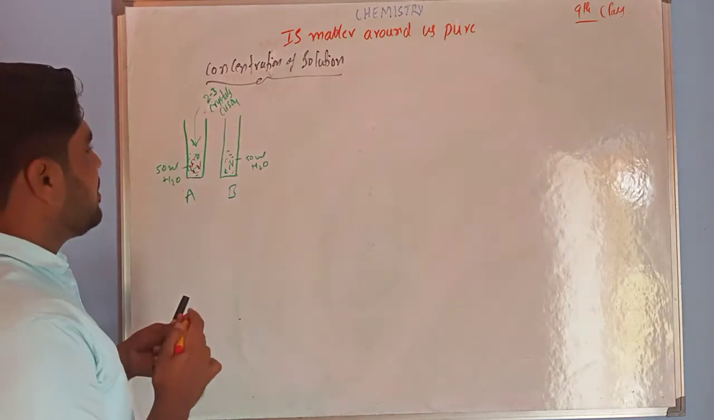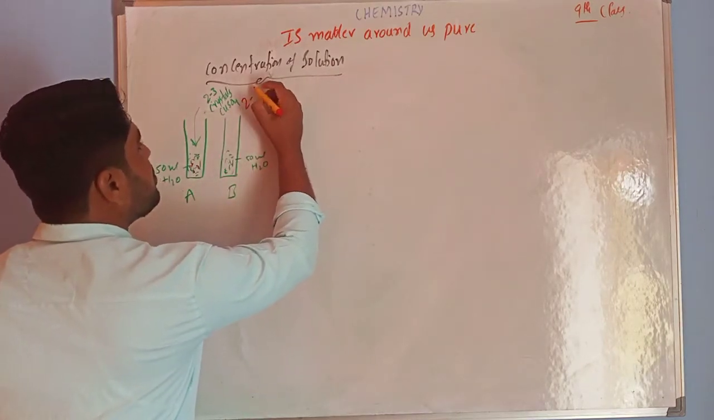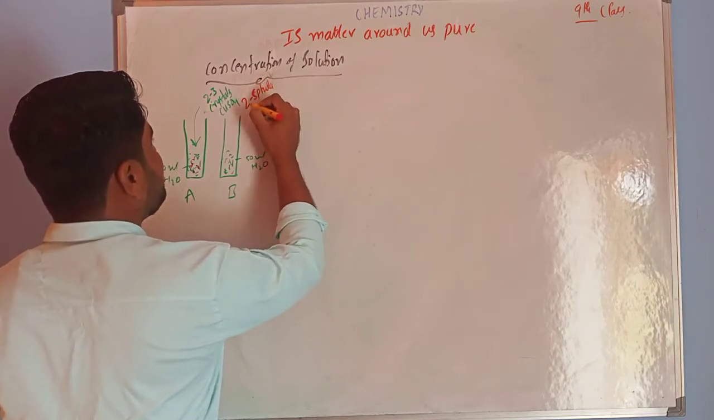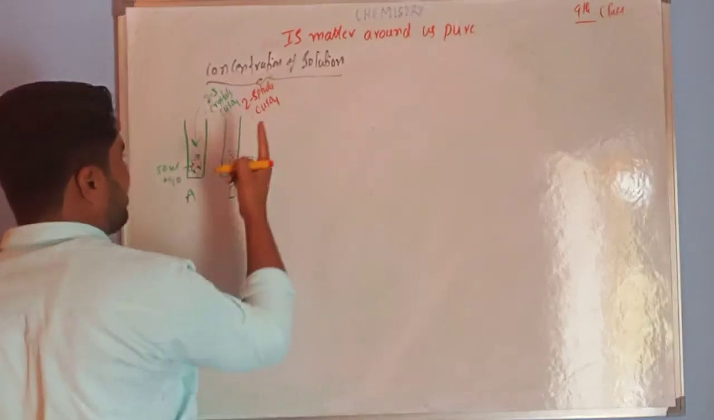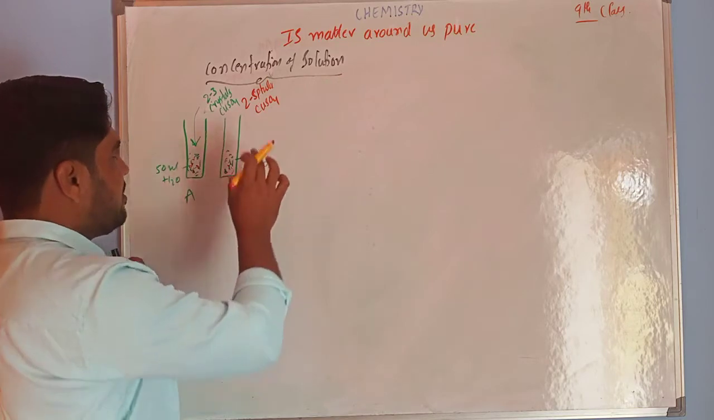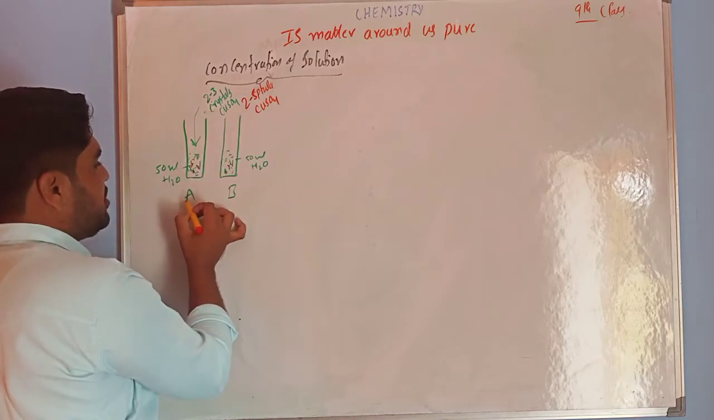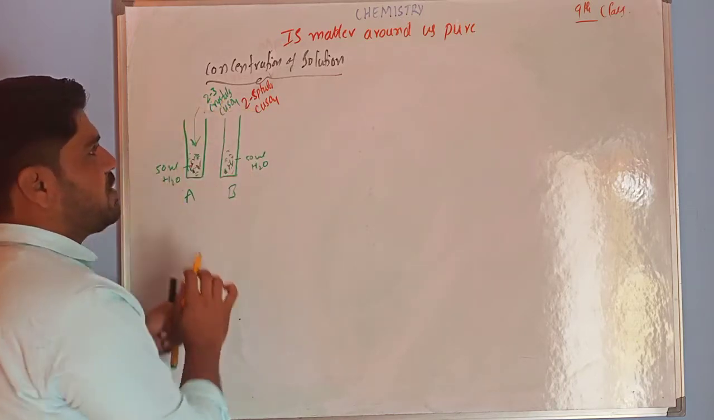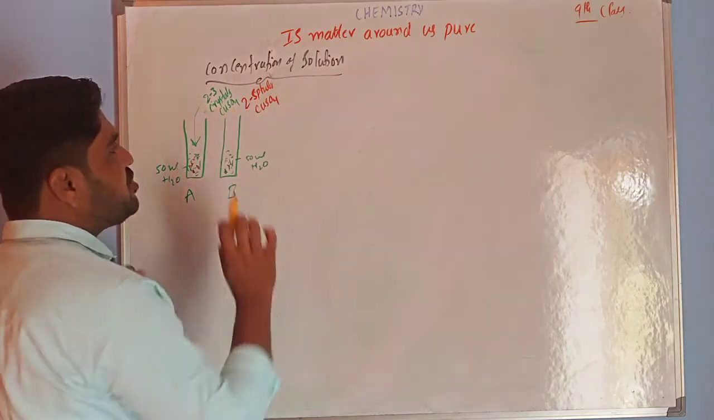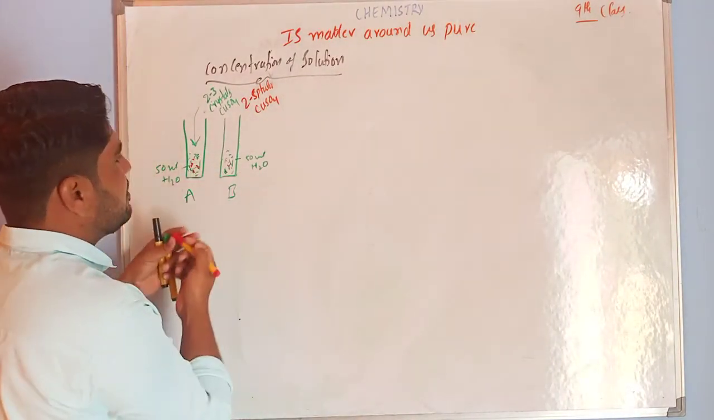In test tube B, I am going to add 2 spatulas of copper sulfate. The same components. Here also we have water and here also copper sulfate. But in test tube A, I am taking 2 to 3 crystals of copper sulfate, and in this second test tube we have 2 spatulas of copper sulfate. So, is there any difference between the first and second test tubes?